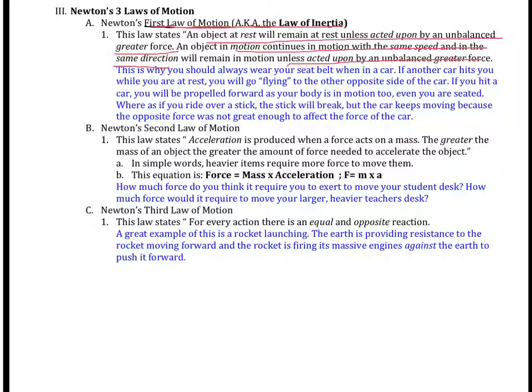So Newton's second law: this law says acceleration is produced by a force when a force acts on a mass. So if you have an object and you apply a force to it, then that object will have acceleration. The greater the mass of the object, the greater the amount of force needed to accelerate that object. The more force you have, the faster you will move. And here's the equation for it. Force equals mass times acceleration.